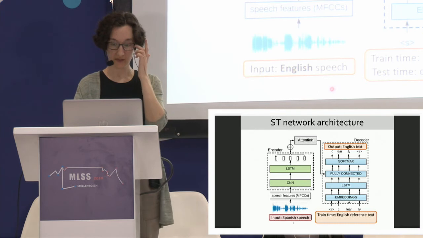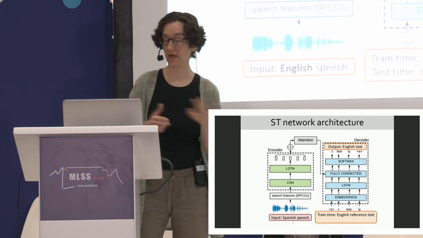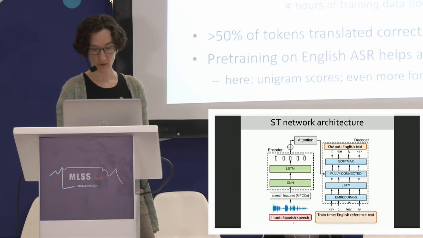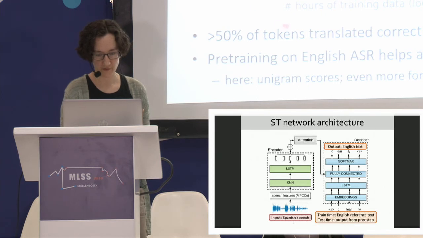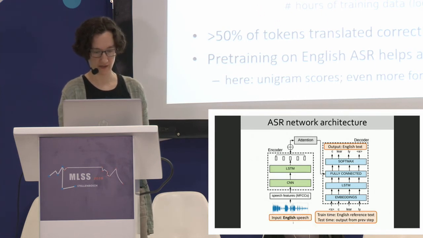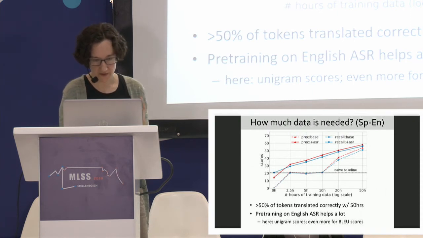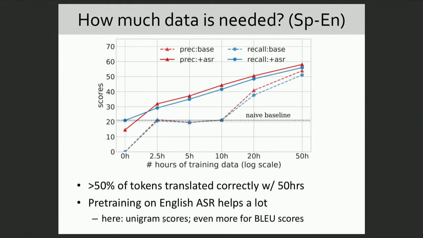And so the first question that we wanted to ask is, how much data can we actually get something useful out of, and at the same time, how well does this pre-training work? So this graph is actually showing both of those. Right, so on this axis, we're seeing the number of hours of training data that we used, up to 50 hours. And this is actually showing precision and recall of individual words. Right? So of the words that we're supposed to be translating in this particular sentence, what's the precision and recall of those individual words?